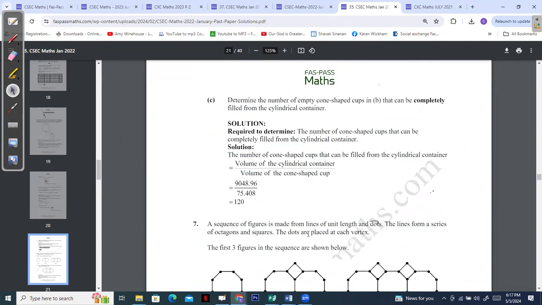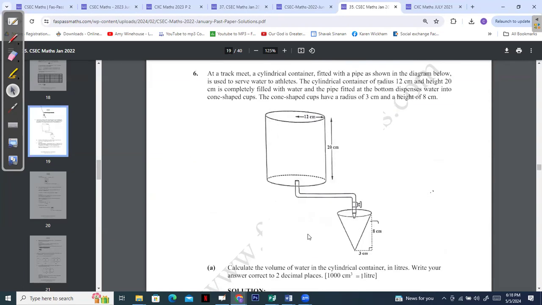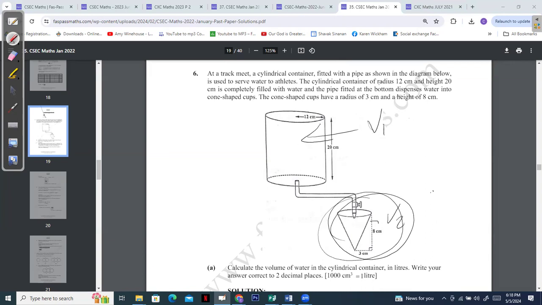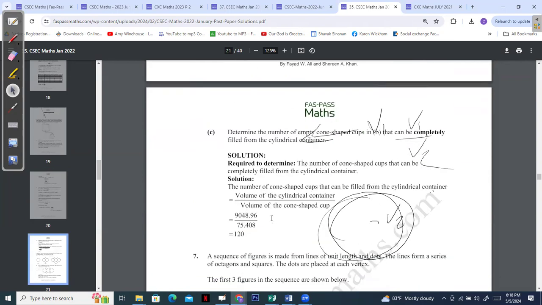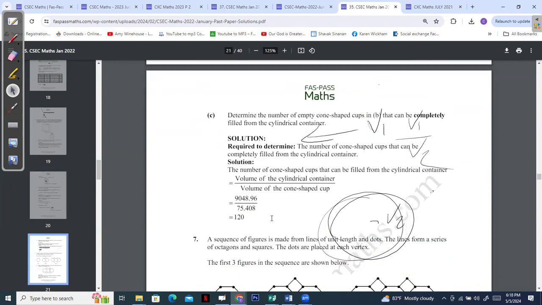Determine the number of empty cone-shaped cups that can be completely filled from the cylindrical container. That easy. You take the amount of water in the big one. Okay, this is what you do. You take the volume that we know for this and then you divide it by how much cups you could get. So we know the volume for this already. Call this V1, and we know the volume for this. So how much cups would be volume 1 divided by volume 2? Agreed? Okay, this wasn't so bad. You see, volume of the cylindrical container divided by volume of the cups.